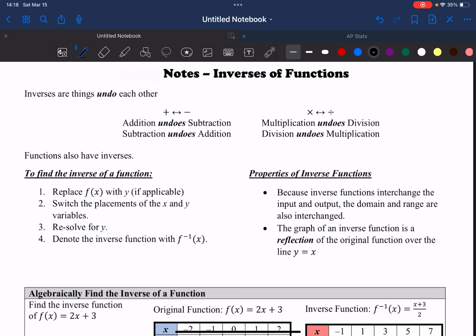Functions can also have inverses. To find the inverse of a function, we're going to flip x and y. When we do this, we're able to find the inverse of the function, which also means that the inverse of the function exchanges domain and range. So the domain of one function would be the range of its inverse function. And then the graph of an inverse function is a reflection of the original function over the y equals x line.